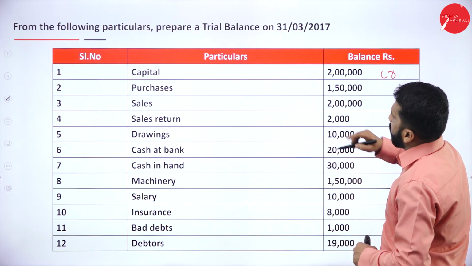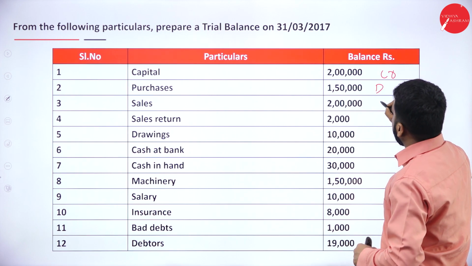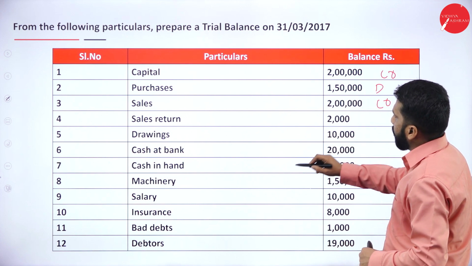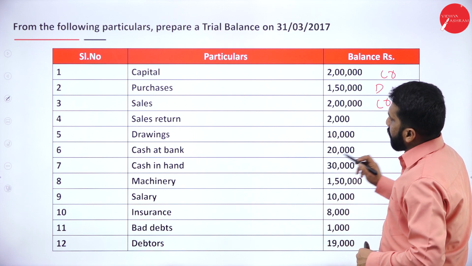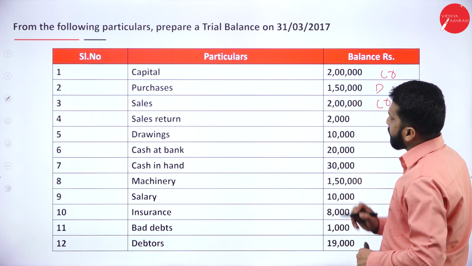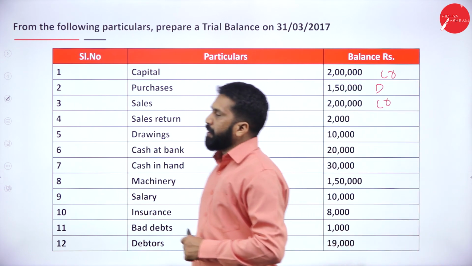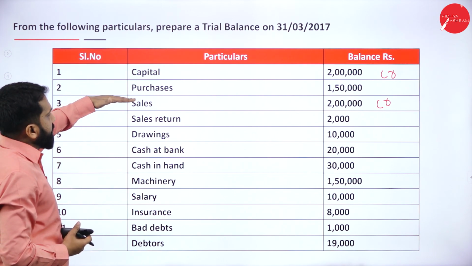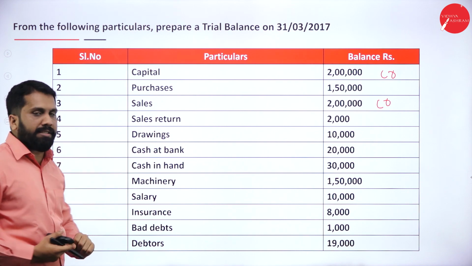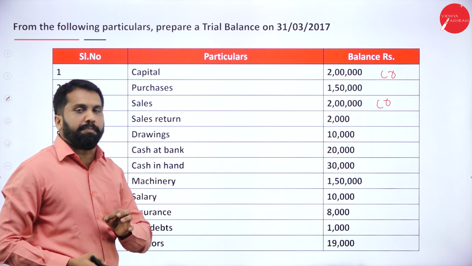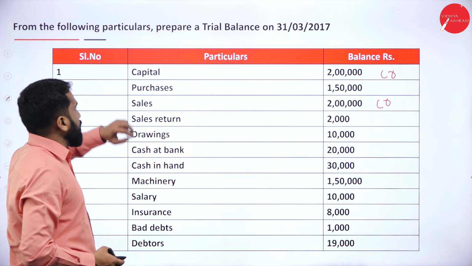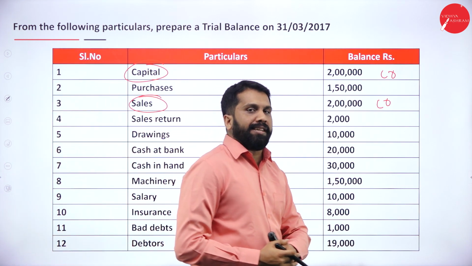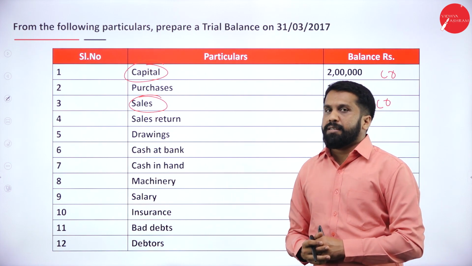Capital comes under credit, purchases debit, sales credit. I'll mention only credit here. Sales return debit, drawings debit, cash debit, machinery debit, salary debit, insurance debit, bad debts debit. Everything is debit except capital as well as your sales. So only capital is credit, your sales is credit. Rest of this, everything is debit. Why? Because of the list we prepared, like the 10 items, only capital and sales come under credit. The rest of the things come under the debit side of your trial balance.